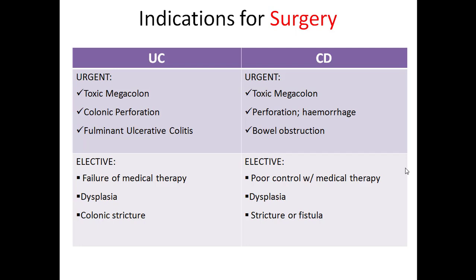Urgent indications for surgery for both diseases include toxic megacolon, perforation in UC, as well as hemorrhage and obstruction in Crohn's disease. Elective surgery is limited to when medical therapy is failing or giving poor control over a patient's disease.